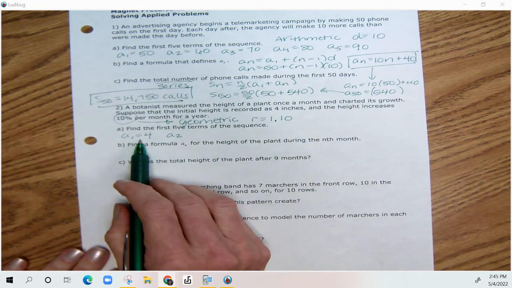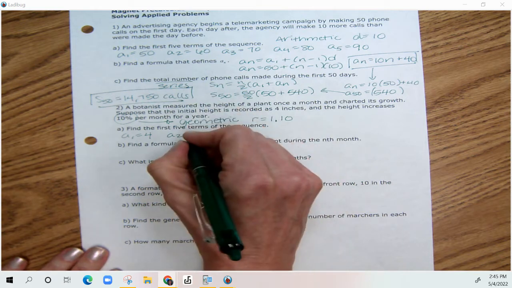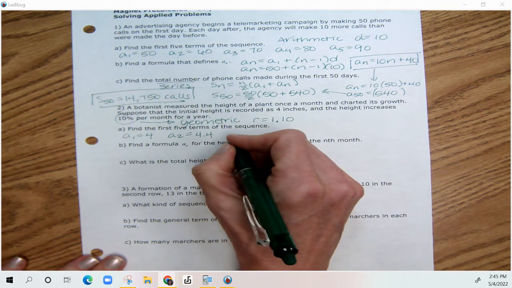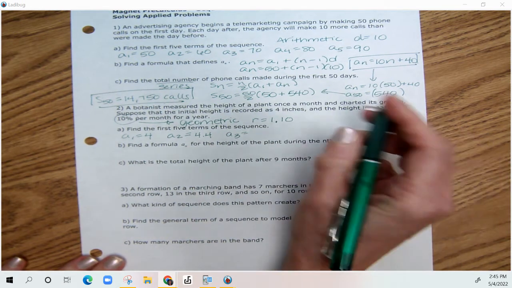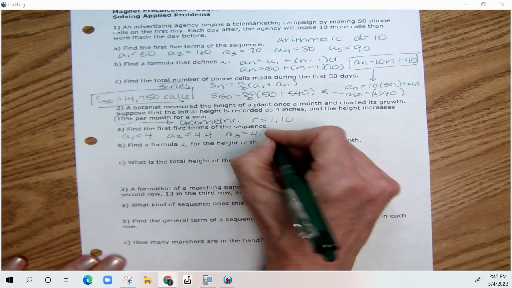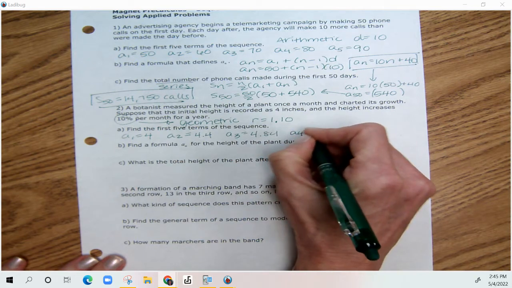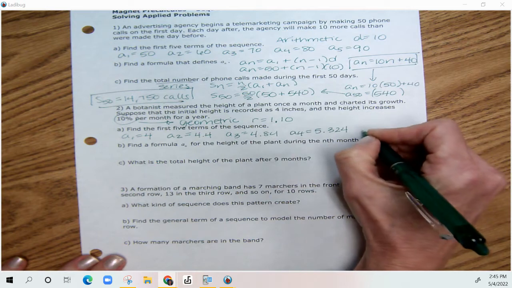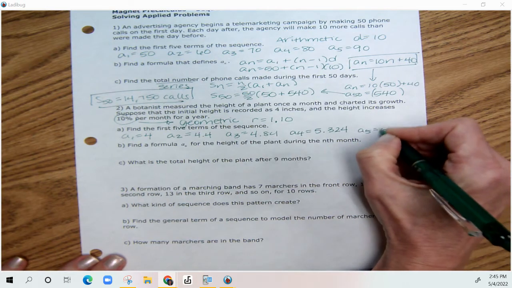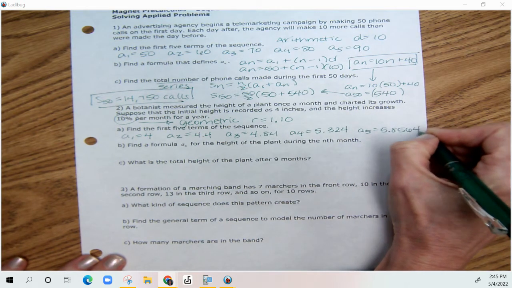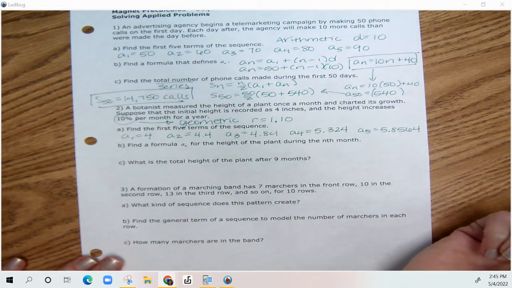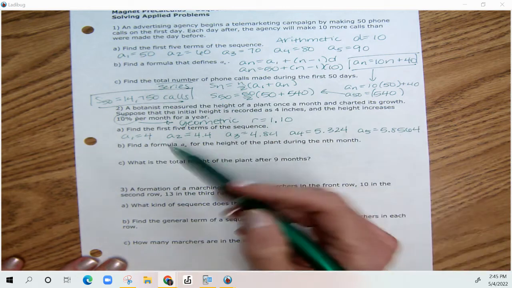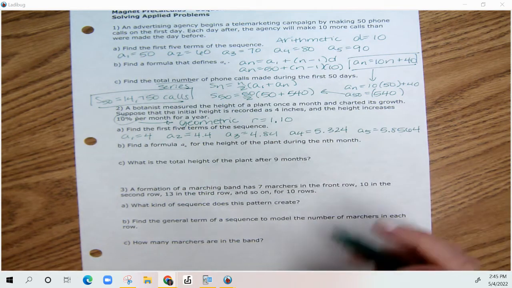So if you multiply 4 by 1.10, at the beginning of the second month, it's 4.4 inches. And then you take 4.4, multiply it by 1.1, and you get 4.84. Beginning of the fourth month, 5.324, and the beginning of the fifth month is 5.8564. All right, so find a formula a sub n for the height. So again, we've determined it's geometric because we're multiplying by 110% each time.